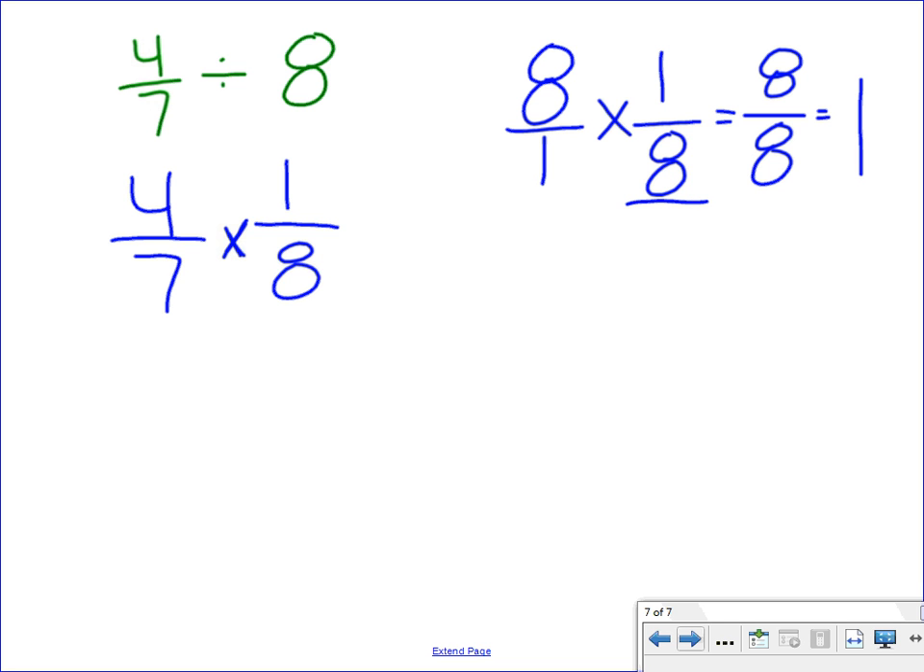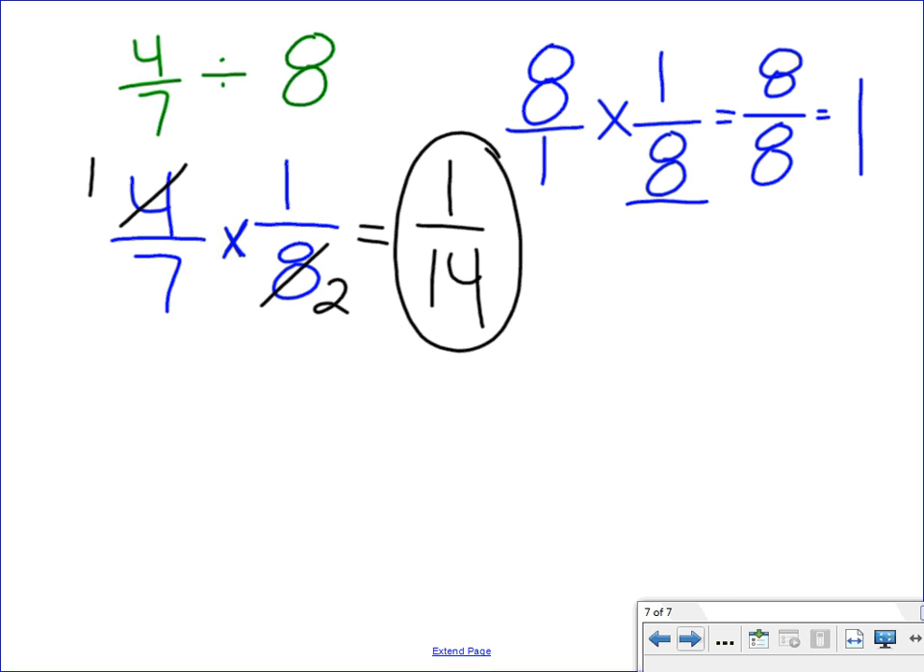You can simplify in this one before you start. 4 divided by 4 is 1, and 8 divided by 4 is 2. 1 times 1 is 1. 7 times 2 is 14. 1 on top tells me we're in simplest form.